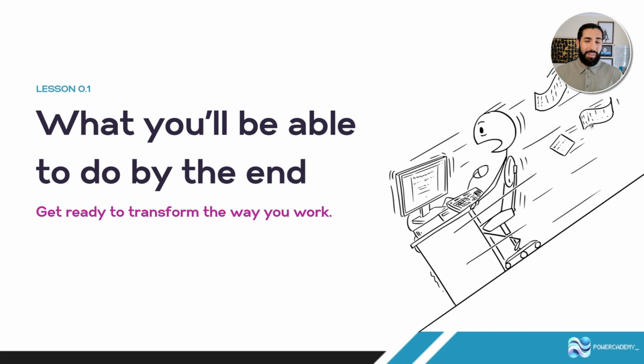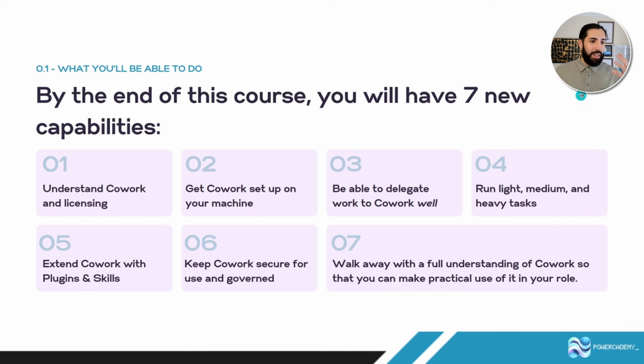So I want to explain to you why I believe this would be valuable for you and some of the capabilities that will be instilled within you after finishing this masterclass. So by the end of the course, you'll have 7 new capabilities, and they are all listed on this screen. You'll understand Cowork, how it works, and also the licensing. You will get Cowork set up on your machine, and you'll understand all of the prerequisites to do that.